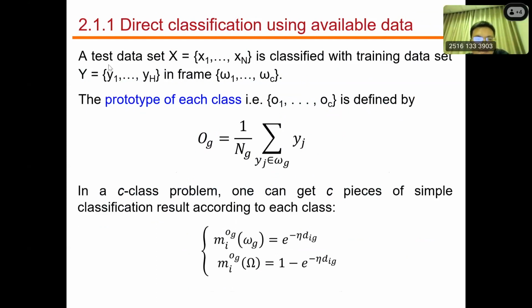This is the detail of the method. For example, let's test an object and classify it using the training data. First, we will get a prototype of each class. For each class, we can get a prototype using the training data. This is very simple, just the average value of the training data of each class. For a C-class problem, we can get C simple classifier results, one according to each class. If this object is very far from the prototype, the mass will be small. If it is close to the prototype, the mass will be bigger. This is very similar to the evidential KNN method.